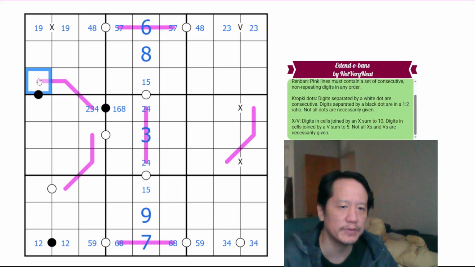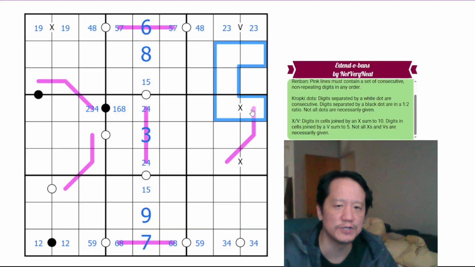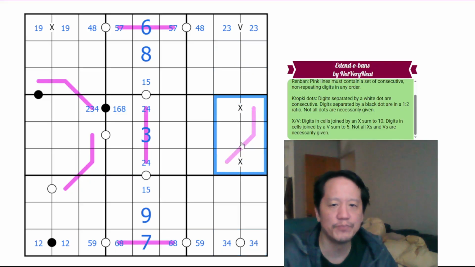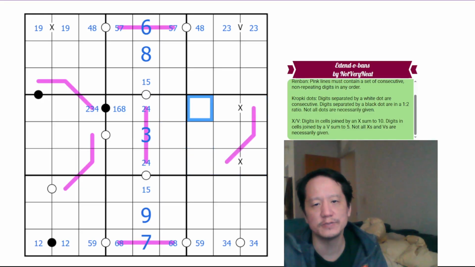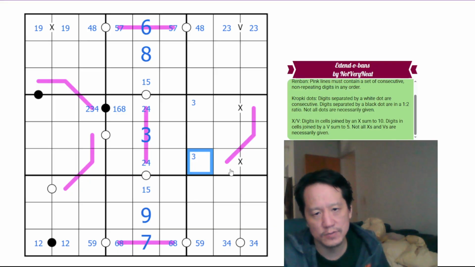These digits cannot be 1 or 9. We have a 3 here and a 3 here guaranteed in columns 8 and 9 in these boxes, which eliminates 3 from the rest of column 8 and 9. Therefore, where is the 3 in this right central box? Can't be here because of 3 in the row, but it has to be one of these two.